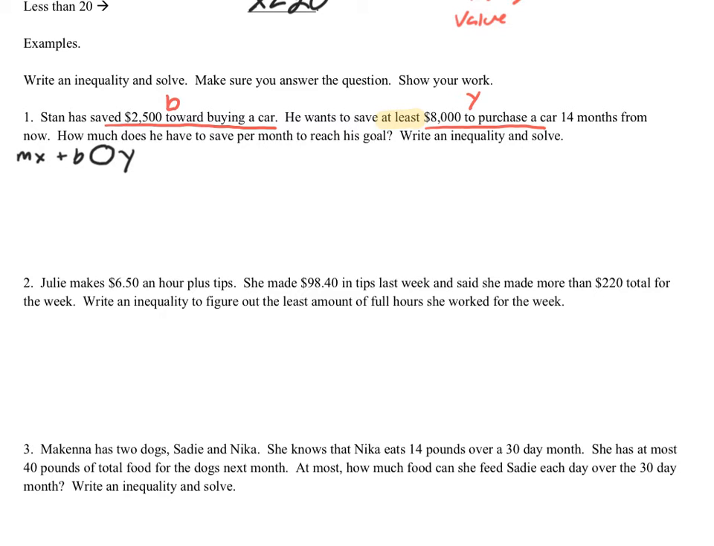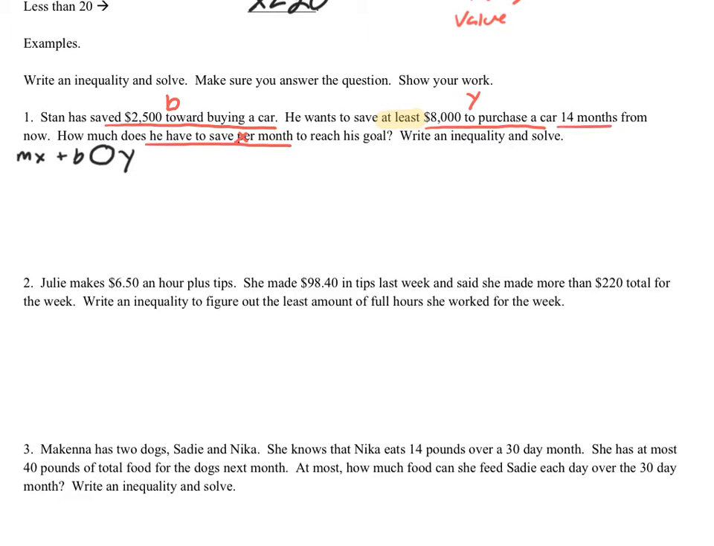One thing we can use to try to find what our X is: look in the problem for where it says "per." He wants to save money per month. Per is often something we use in a problem like this to indicate multiplication, which is happening in between the M and the X there. We're multiplying that rate of change times X. So we're looking at saying, okay, 14 months times how much per month.